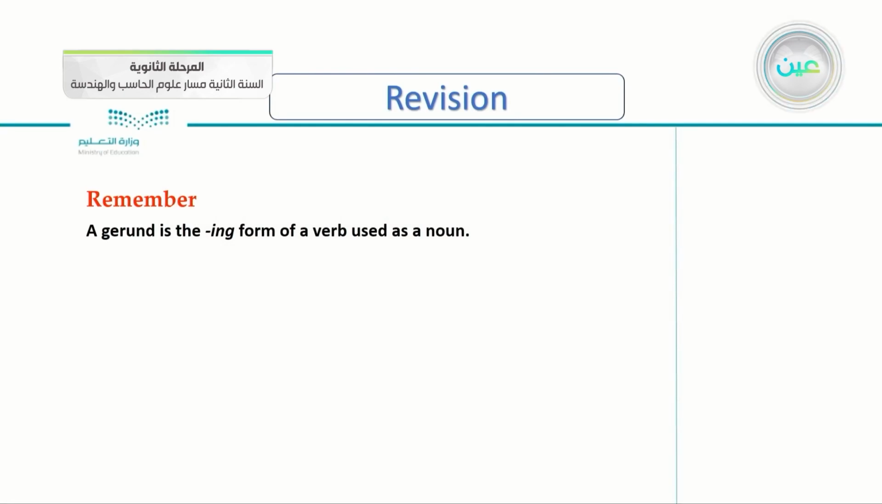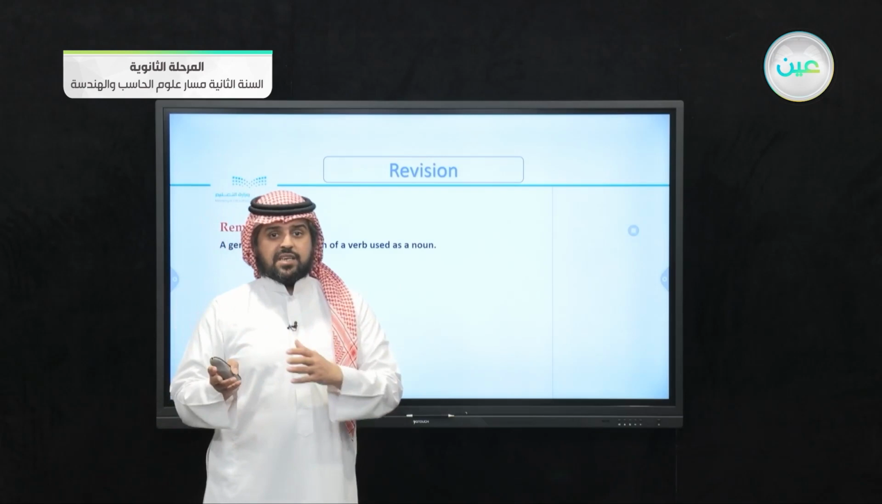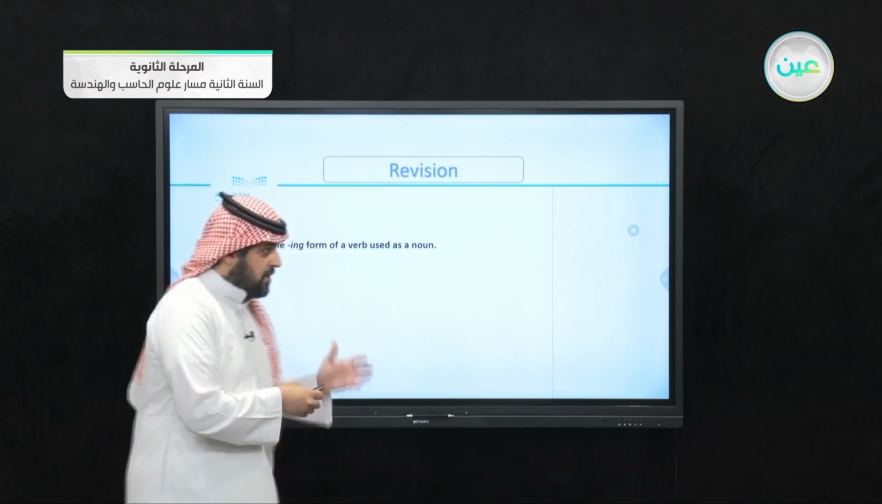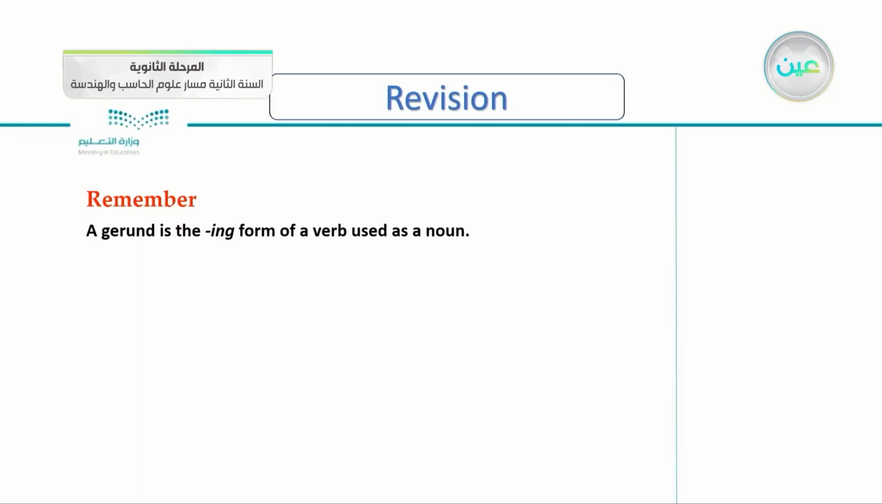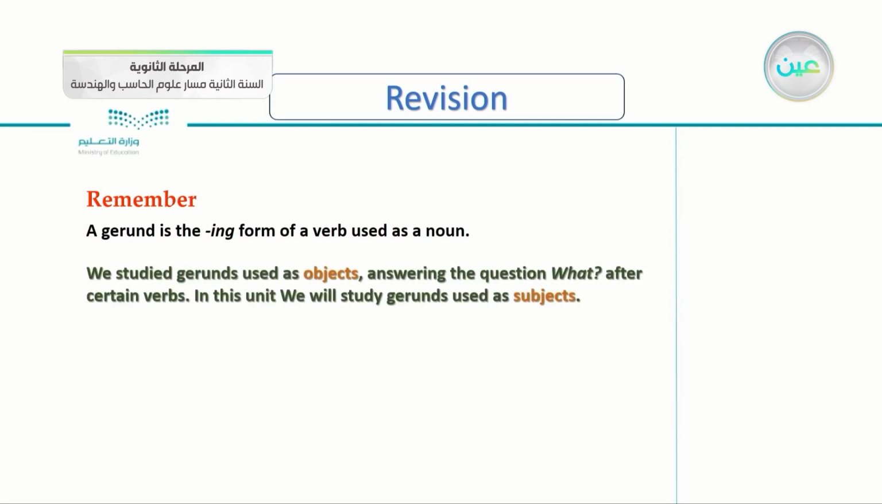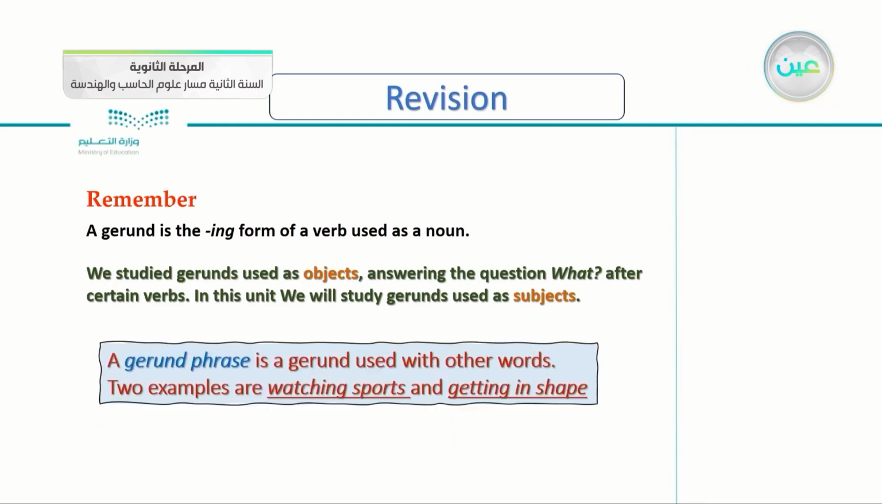Remember, a gerund is the ing form of a verb used as a noun. We took the gerund as a subject and also as an object. What is a gerund? It is the ing form of a verb, but it's used as a noun. If you remember, we studied gerunds used as object, answering the question what, after certain verbs. In this unit, we will study gerunds used as subjects.